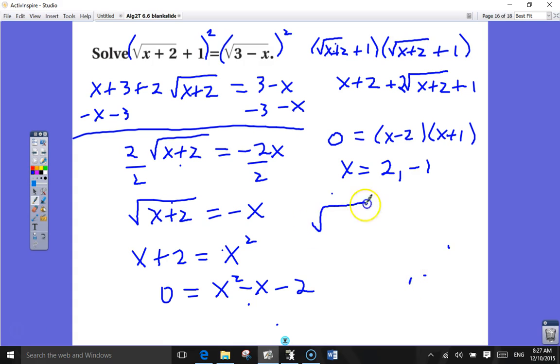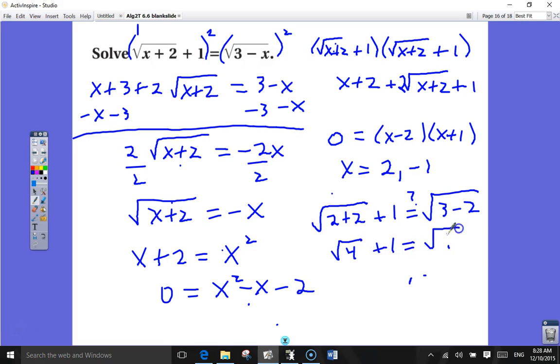The square root of 2 plus 2 plus 1 equals the square root of 3 minus 2. That's a question mark. We don't know that. Right? The square root of 4 plus 1 equals the square root of 1. 2 plus 1 equals 1. Not true. So you would say this one right there is extraneous.